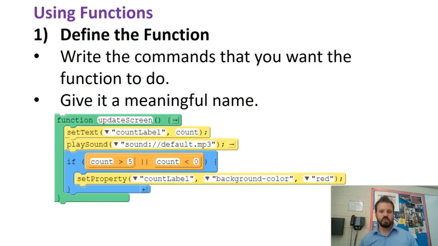So there's going to be two steps to using functions in programming. Step one is going to be to define the function. With this, we want to write the commands that you want the function to do and give it a meaningful name. The way we'll do that in JavaScript is we'll use a function block. We'll tell JavaScript we're defining a function, and we'll give it a name. In this case, we'll say updateScreen, because that's what this function does, updates the stuff on the screen. And then I can take each of those blocks of code that are going to get repeated and place them within this function block, and that gives me a function that will do this stuff as many times as I want.